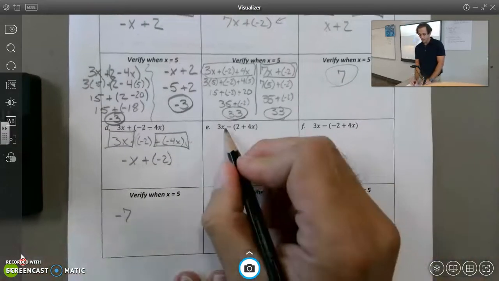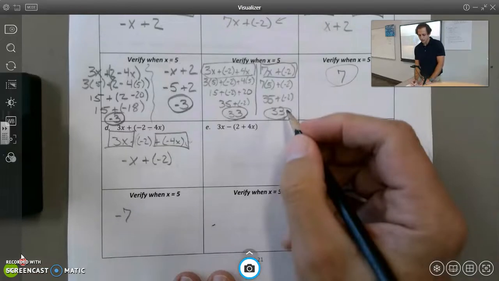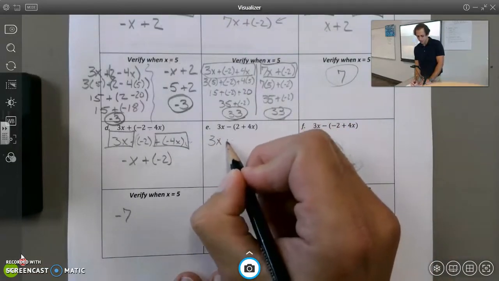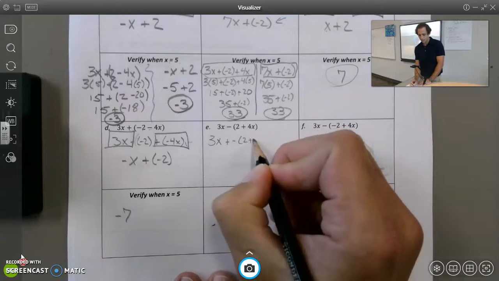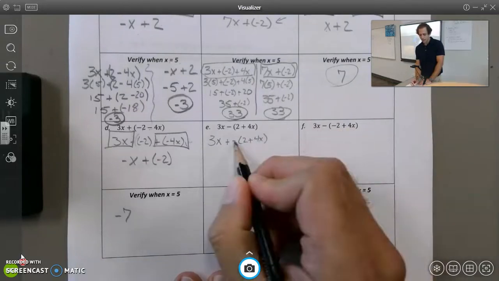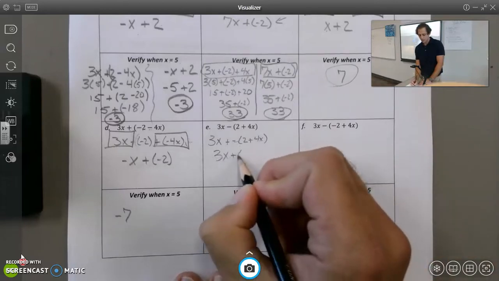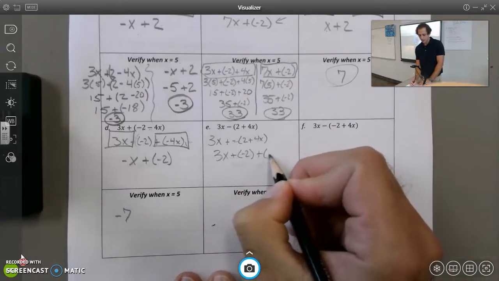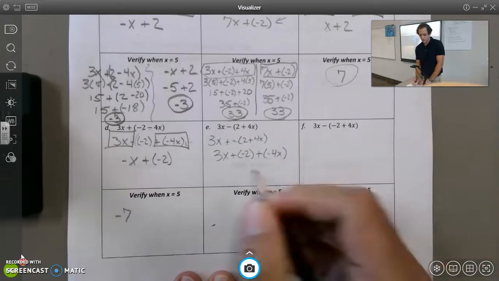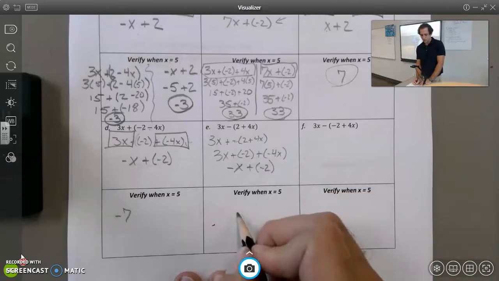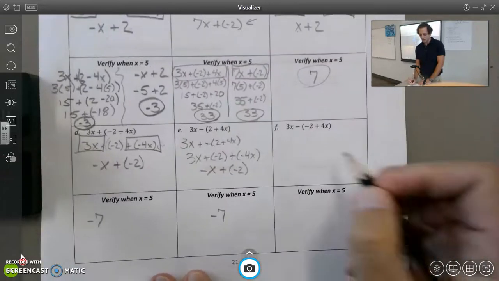All right, 3x minus 2 plus 4x, that's going to be 3x plus the opposite of 2 plus 4x. Everything in here becomes the opposite. So that's a negative 2 and a negative 4x. That's negative x plus negative 2. Again, you should get negative 7 when you verify.